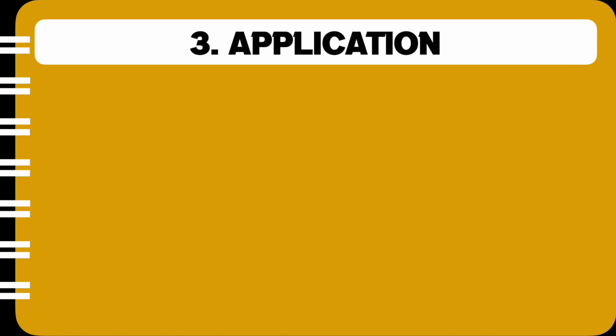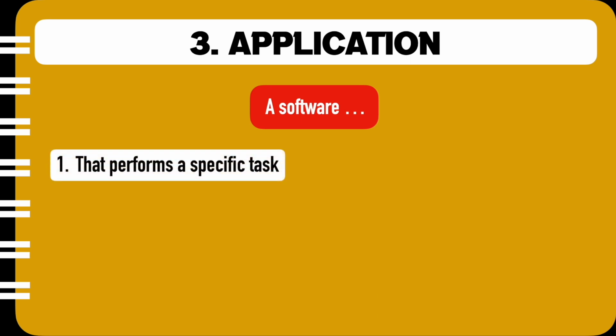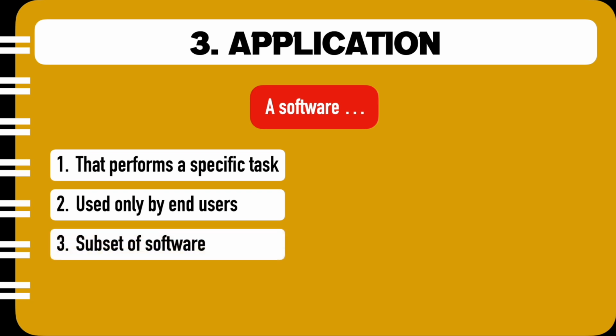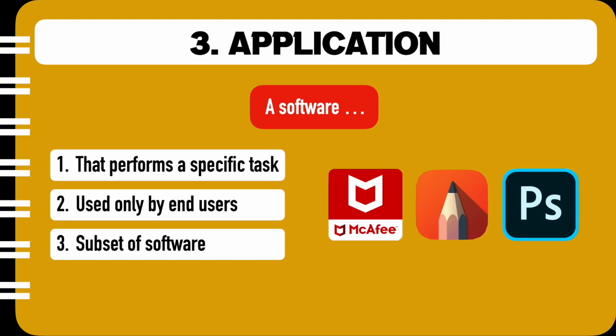The next one I'm going to be talking about is an application. An application is also a software that performs a specific task. It is only used by end users, and it is a subset of software, which means that all applications are software, but all software are not necessarily applications. The first one is McAfee, the second one is Autodesk Sketchbook, and the third one is Photoshop.